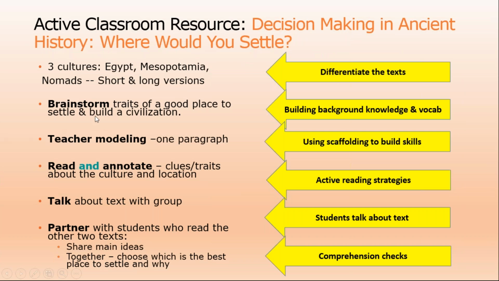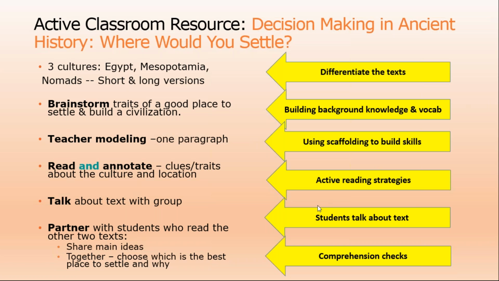I would build some background knowledge before we started by brainstorming what's a civilization, and several thousand years ago, what would we want to have in our civilization, and build some of that vocabulary before I ever gave them the reading. And then I would maybe model a paragraph of Society A together. So we're building those scaffolding skills by modeling. I would give them that read and annotate. See if you can figure out clues for what this culture is about and where it's located. And then I want you to talk with a partner, your elbow partner, about what you just read. So they're practicing that language, they're practicing that oral communication.